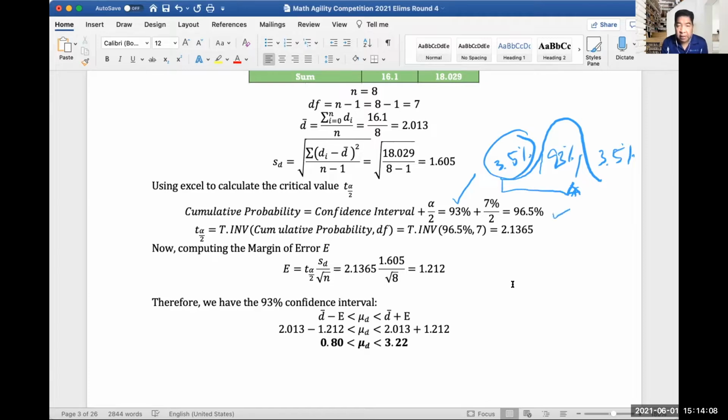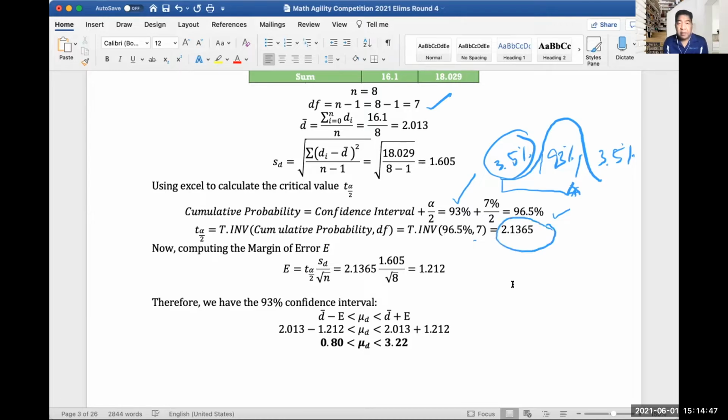So again, I used Excel in computing the critical value of t of alpha over 2. You need to input equals T.INV, the inverse cumulative probability, comma, degrees of freedom. We already computed 96.5%, and our degrees of freedom is 7. It's simply the total number of samples minus 1, so that is 7 here. And our critical value is 2.1365.